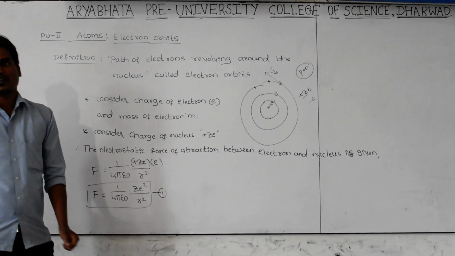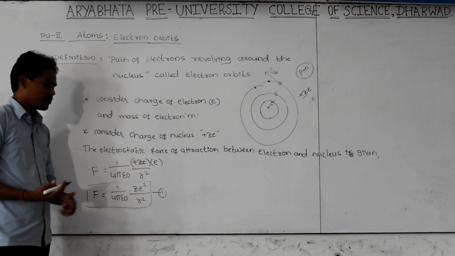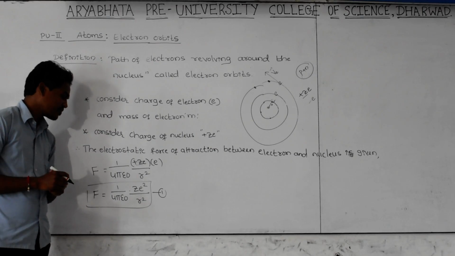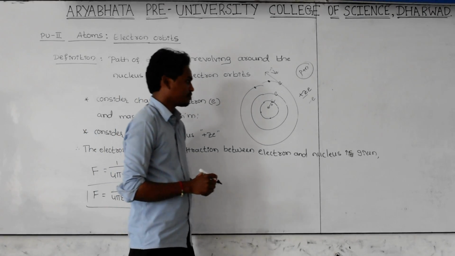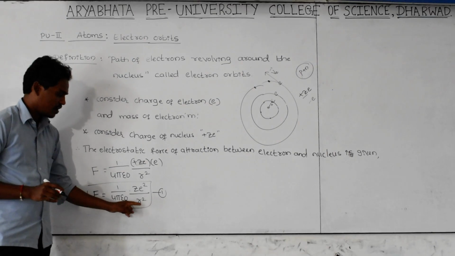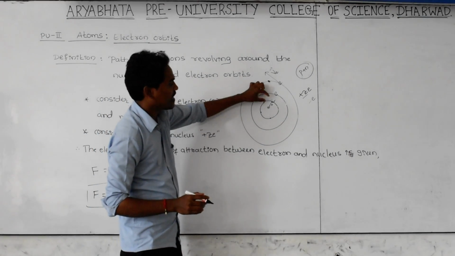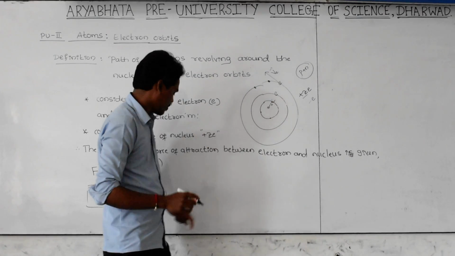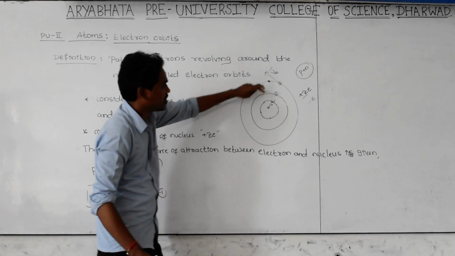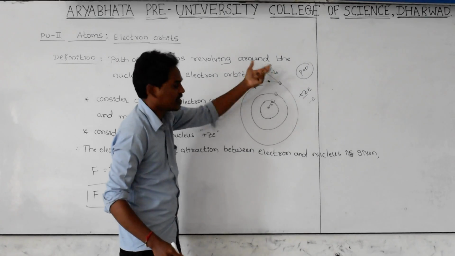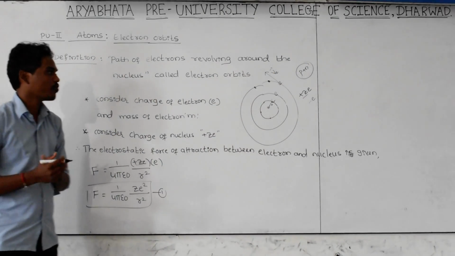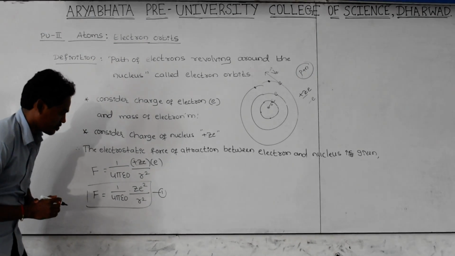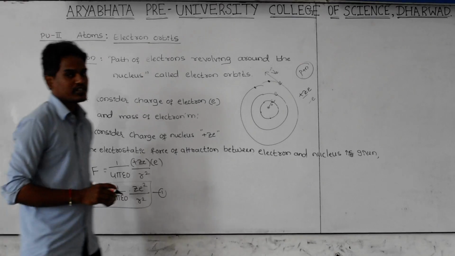By using equation number 1, we can calculate the electrostatic force of attraction between the nucleus and the electron. Here the only change is r. If you want to find the electrostatic force of attraction between these two, you consider this distance as r. That depends upon which orbit you are going to consider, so r changes. Let us take this as equation number 1.